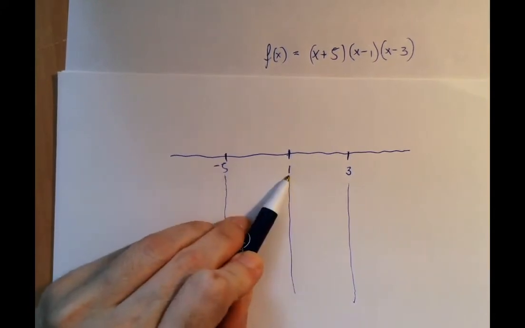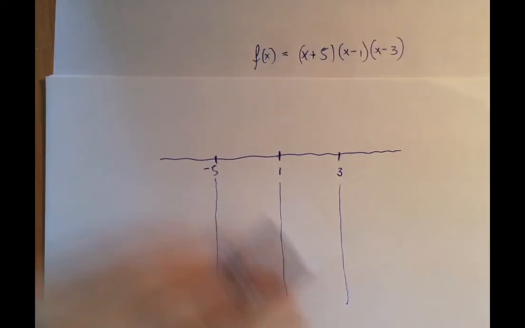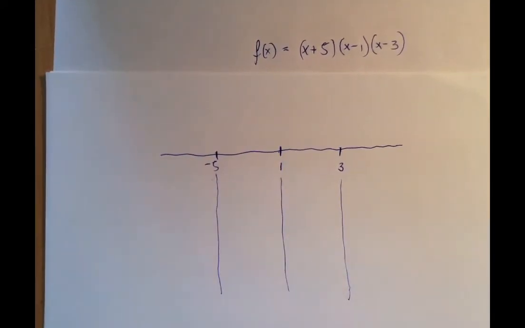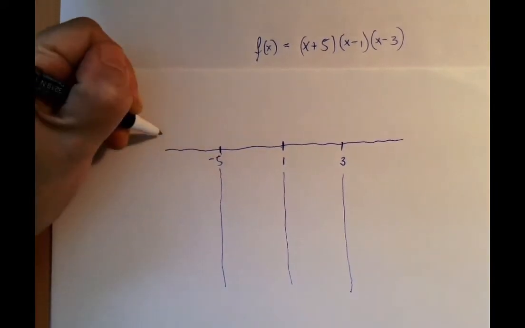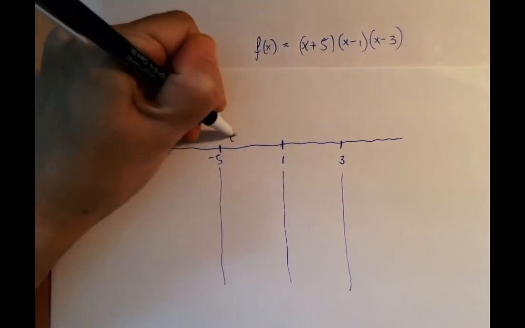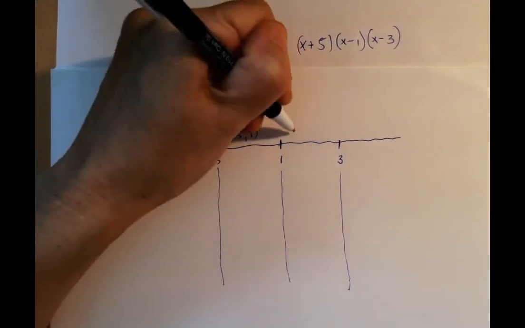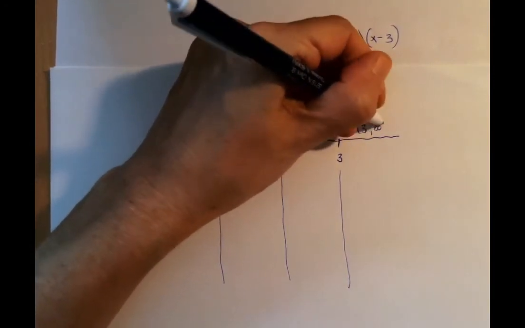For the second factor, the only change happens here. For the third factor, the only change happens at 3. So between 1 and 3, nothing interesting will ever happen. Okay, so this here is the interval from -infinity till -5. This is between -5 and 1. This is between 1 and 3. And finally, this is 3 to infinity.